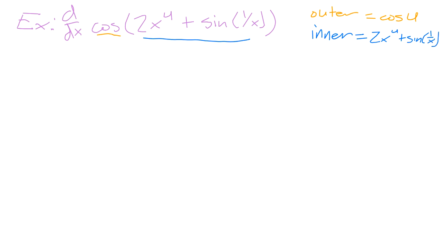Now let's plug this back in. If we take the derivative of cosine, it will be negative sine. And then we know that our innermost function is going to be the same.